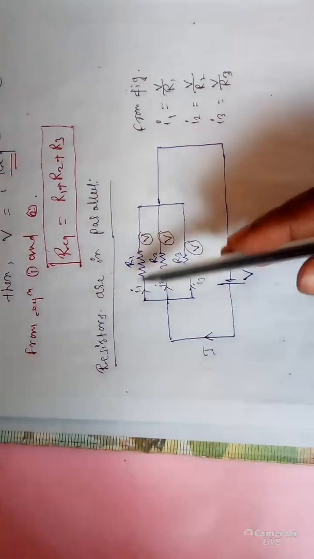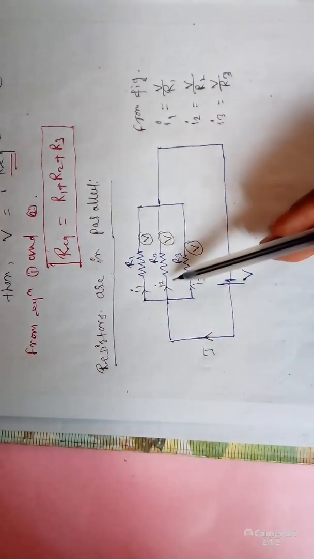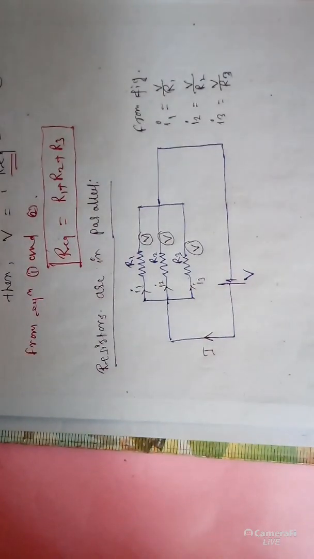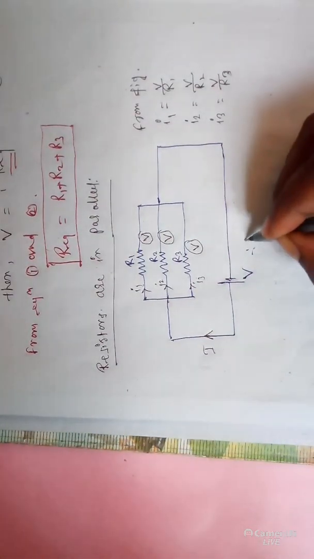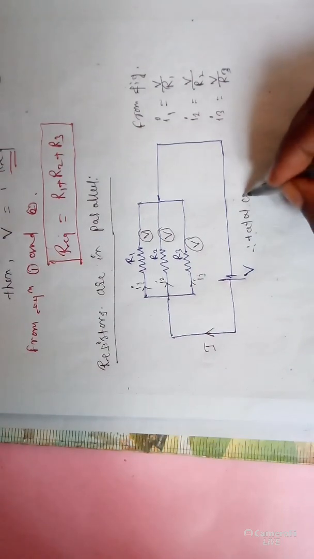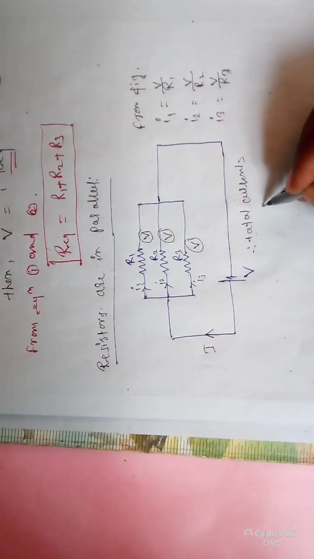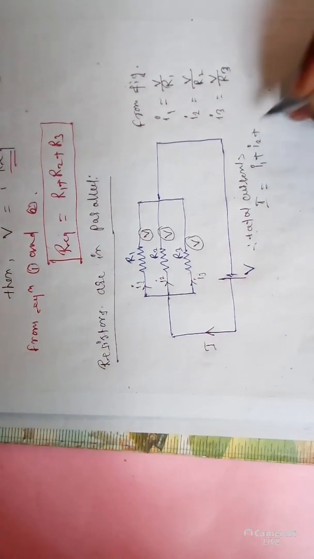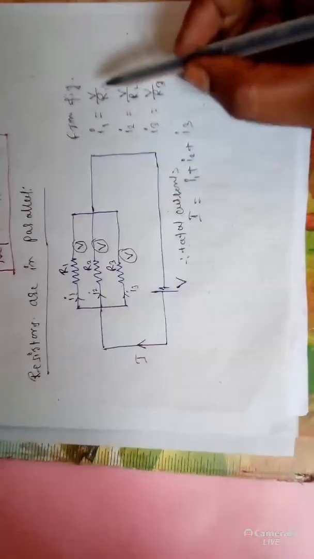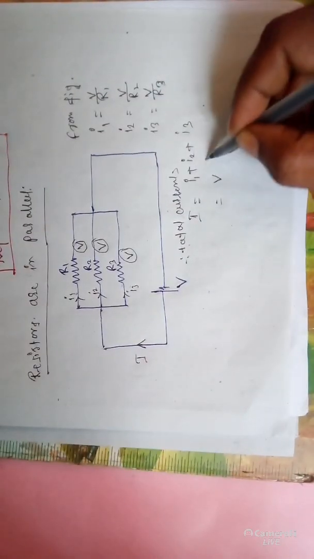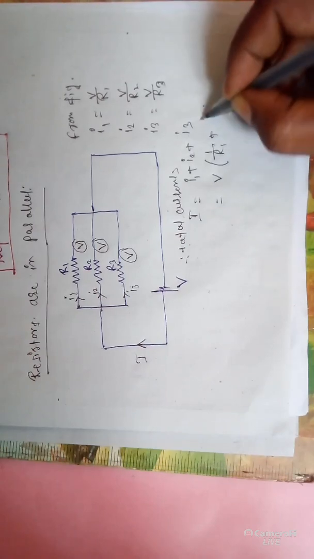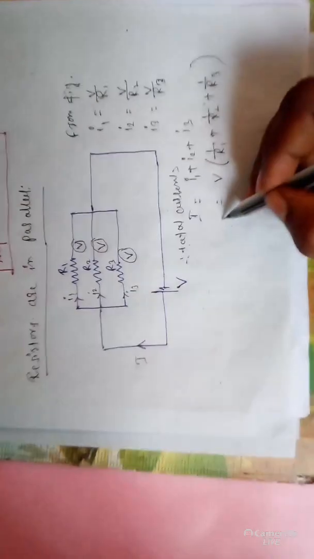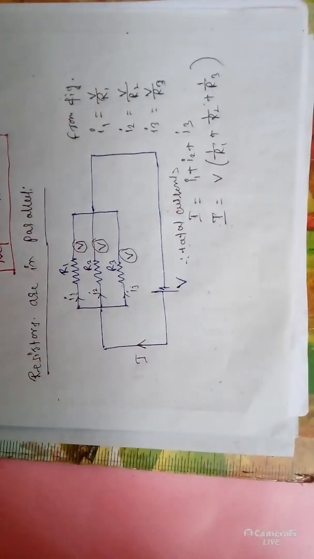Now here the total current I1, I2 and I3 must be equal to the value of I. Clear? So the total current I is equal to, what will be the value? I1 plus I2 plus I3. So if you take V common, then what you will get? V into 1 by R1 plus 1 by R2 plus 1 by R3. Now this is the total current through this combination.